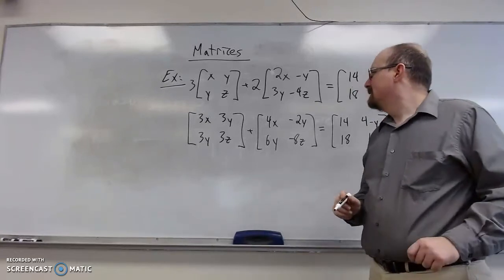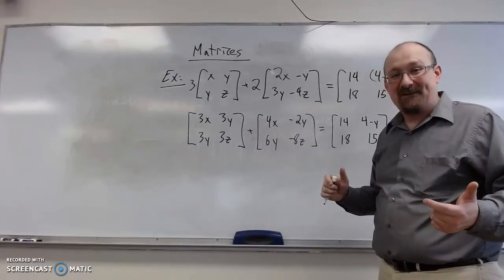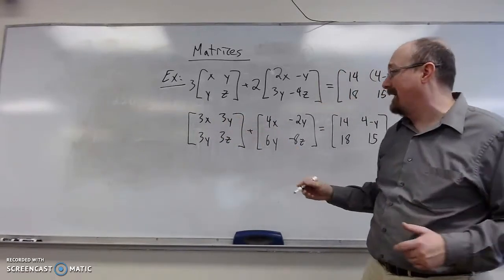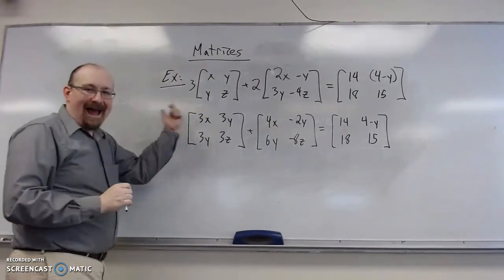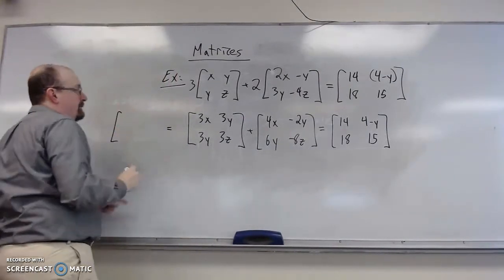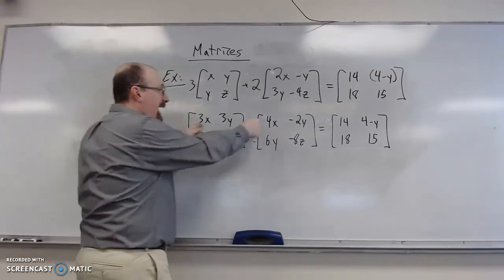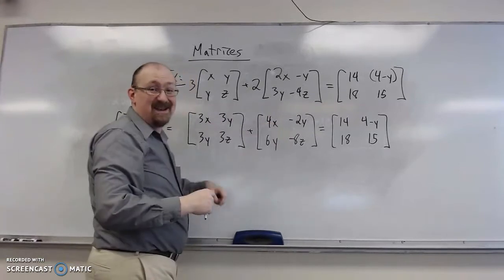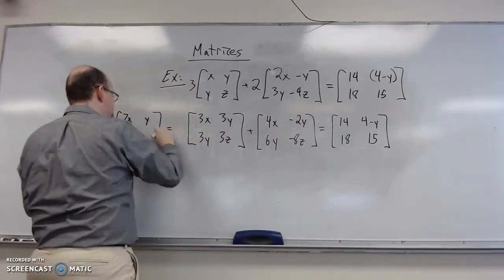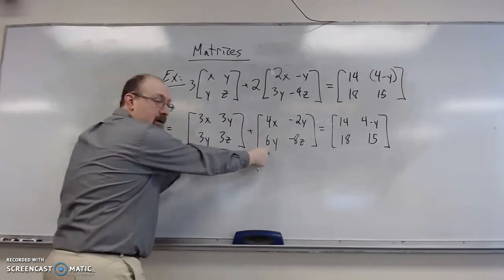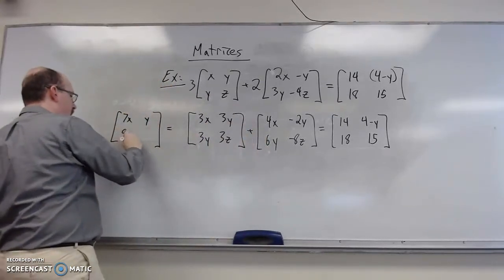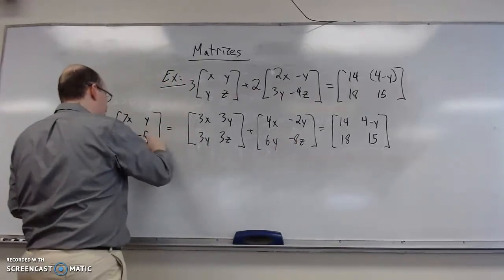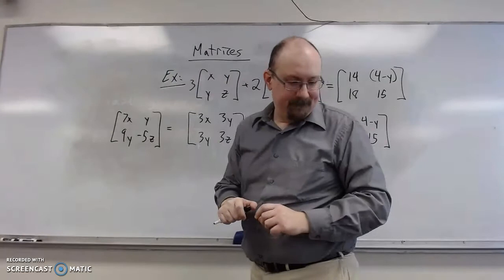Now, to add these guys up, the matrices have to be the same size. Good news, though, they are, because they're each 2 by 2 square matrices. So I'm just going to do the addition over on this side. I add entry by entry. 3x plus 4x gives me 7x. 3y plus a negative 2y is just y. 3y plus 6y is 9y, and then 3z minus 8z is negative 5z. Okay.